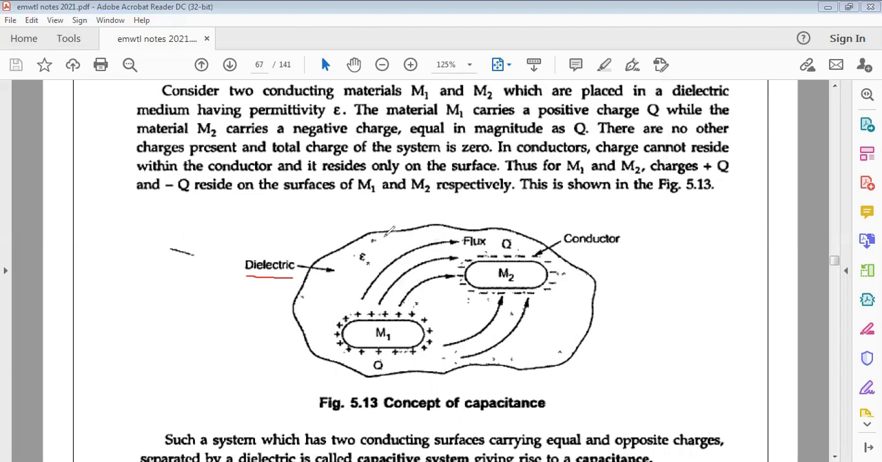We know there are no other charges present, and the total charge on the system is 0. In conductors, the charge cannot reside within the conductor and resides only on the surface. Remember that the charge resides only on the surface, either positive or negative. Thus, for M1 and M2, the charges plus Q and minus Q reside on the surfaces of M1 and M2 respectively.